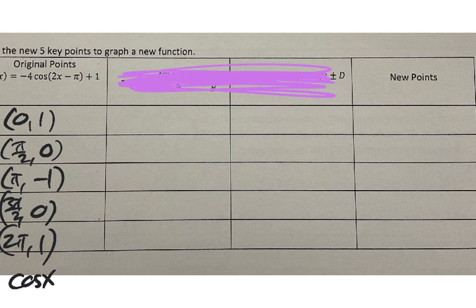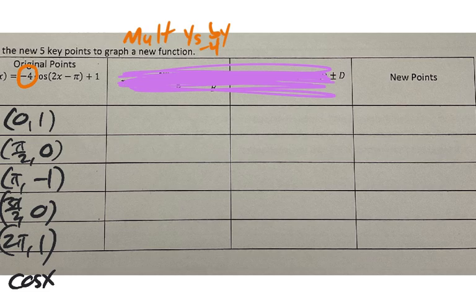Unfortunately, my equation is not just cosine of x. I've got other garbage going on, so let's identify what we need to do with each of these values. The -4 affects the amplitude. That means I need to multiply my y's by -4, because I'm stretching by 4. Then the negative is reflecting the graph, so I can do that at the same time. I can stretch it by 4 and multiply by negative to reflect it.